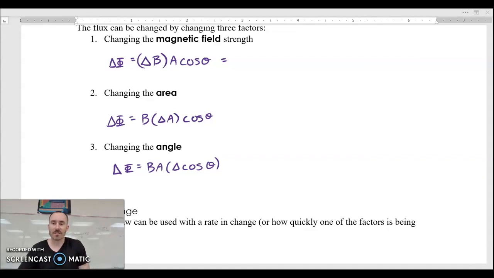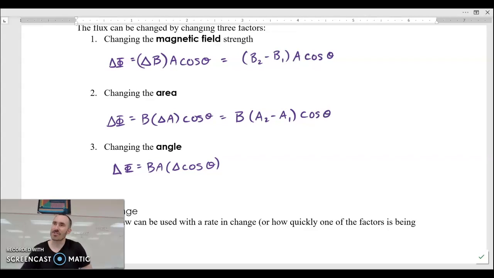Change in anything is final minus initial, so if this is change in flux, that would be B2 minus B1. So you'd have B2, the strength of the field at the end, minus the strength of the field at the beginning, times the area, times the cosine of the angle. And it's the same thing for all 3 of these things. It's just that the thing that's changing is changing. It's a strange thing to say. Yeah, the thing that's changing is changing. It's true.